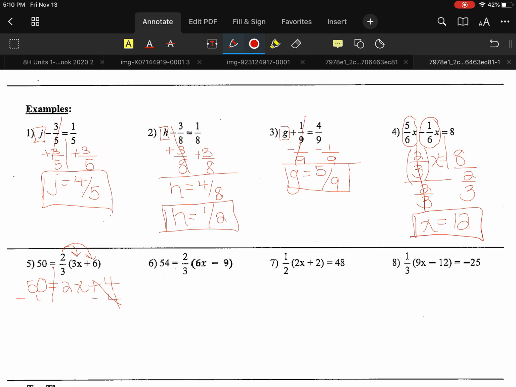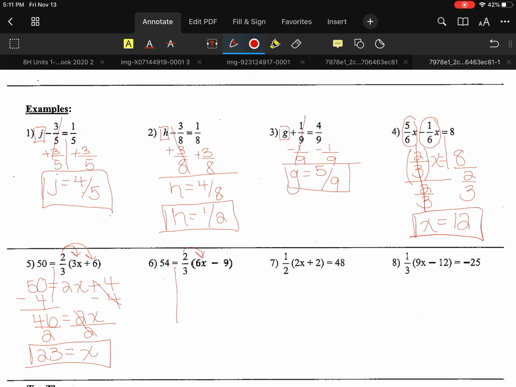I now have to isolate my variable by subtracting 4 from the right and from the left. Constant to a constant. I now have 46 equals 2x. Divide both sides by 2. I now have 23 equals x. And again, with all of these problems, just like we did with decimals and whole numbers and integers, you can substitute your answer in and make sure it works.